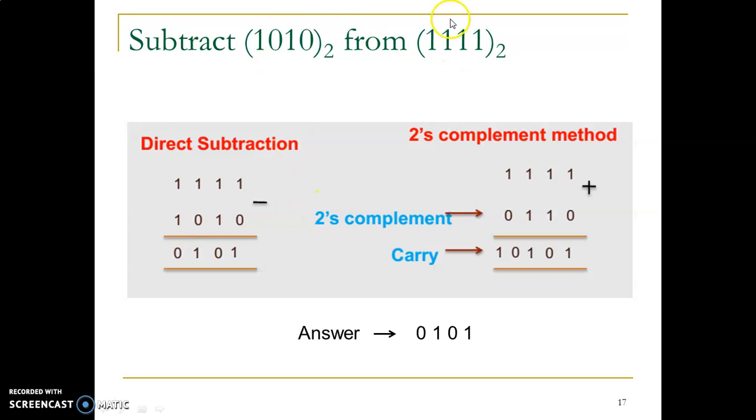So this number is written as such. 1111 is written as such. Now we are going to find the 2's complement of this number. First find the 1's complement of this, then add 1 to it. So this is the 2's complement of this number. These two are added. So we will always have a carry. This carry is discarded. This is taken as the answer. The answer is 0101.